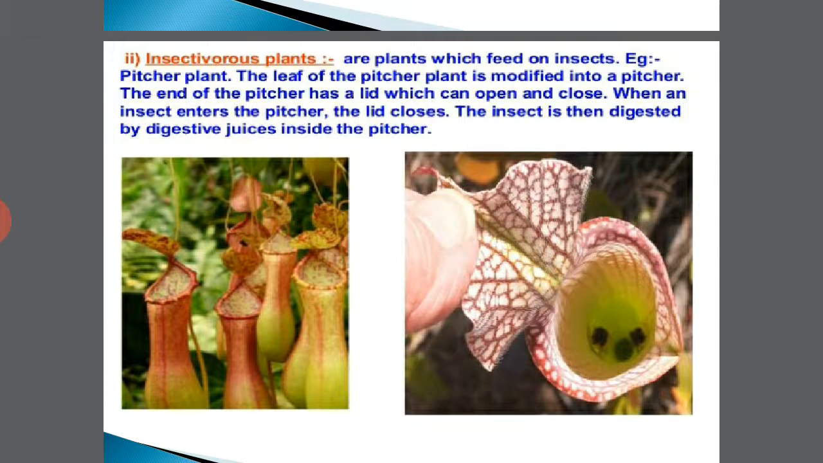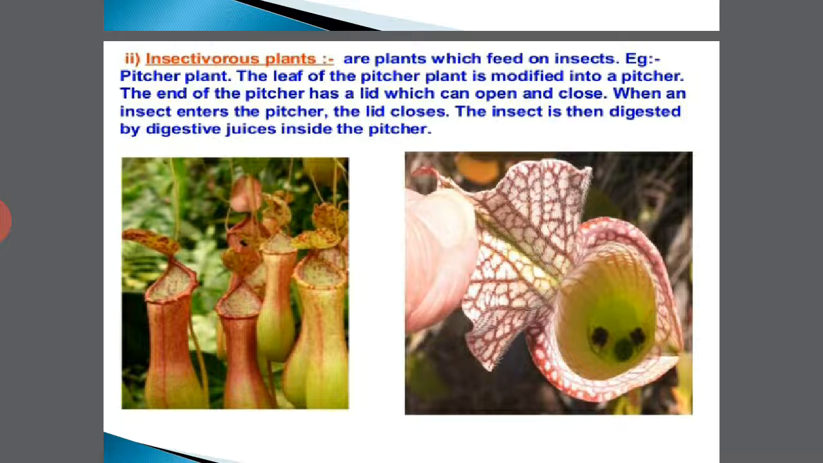Insectivorous plants are the plants that feed on insects. What they do is capture insects. An example, which you can see in the figure also, is the pitcher plant. The leaf of the pitcher plant is modified into a pitcher. The end of the pitcher plant has a lid which can open and close. When an insect enters the pitcher, the lid will be closed.